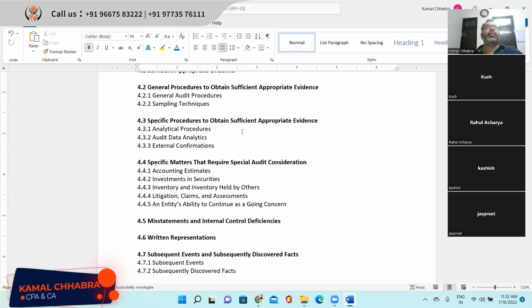After that, once you are done with that, we'll be making a summary of adjusted difference, summary of unadjusted difference, right? Summary of unadjusted difference are those differences which management did not agree to correct in the financial statement. Those items should not be more than performance materiality. Right? Makes sense? In the last class, we discussed in detail about the materiality concept.